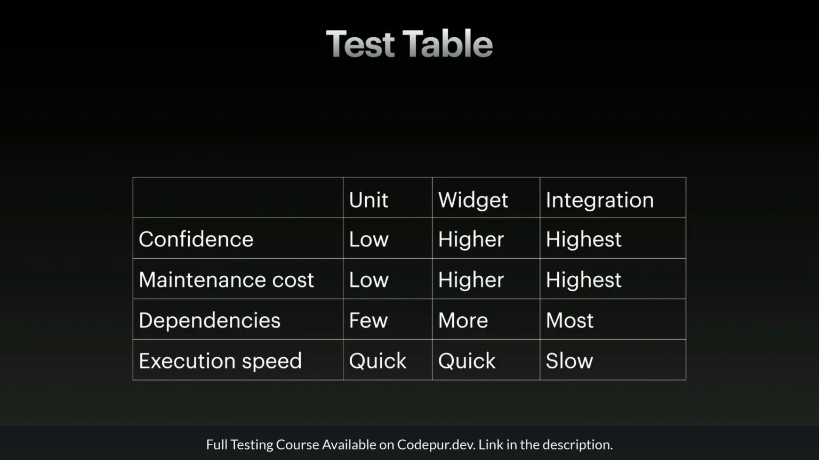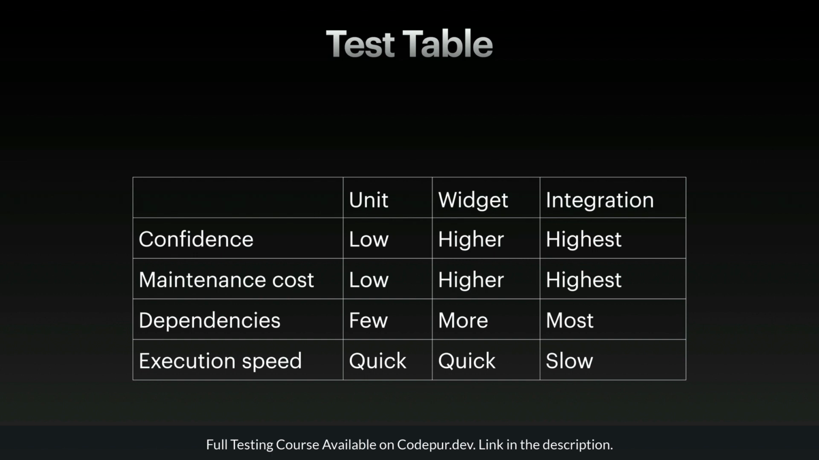Now let's also see this test table, which I call CMDE. CMDE is basically C for confidence, M for maintenance, D for dependency, E for execution speed. So you'll see that unit is always on the lower side and integration on the higher side. For example, confidence means how much you can rely on this particular test. For unit, the reliability is low. Widget, it is higher, and integration, it is the highest. Maintenance cost, on the other hand, is low, higher, highest, same thing.